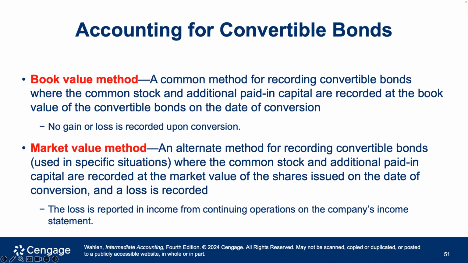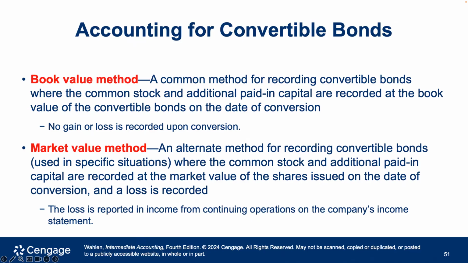Anyway, we're going to remove the bonds at their carrying value. We're going to issue common stock and additional paid-in capital equal to that book value. So no gain or loss, simply reclassifying from liability to equity, and nothing hits the income statement.